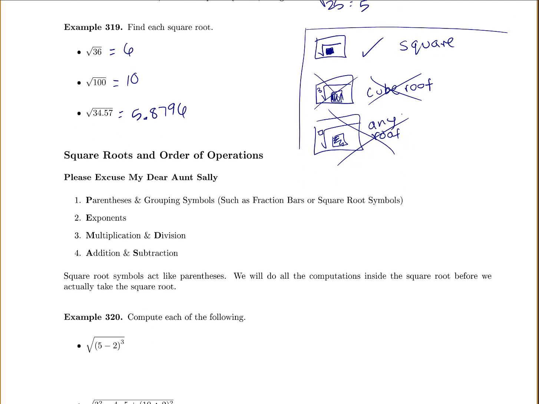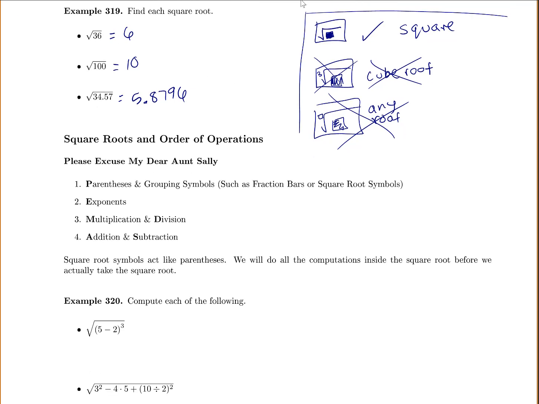So where does the square root fall into your order of operations? So again, we have please excuse my dear Aunt Sally. And when you get to parentheses, that includes your grouping symbols like fraction bars and square root symbols. Then exponents, and so forth. So square root symbols act just like parentheses. We don't actually draw them in every time, but it's implied that there are always parentheses inside a square root. So we have to do everything inside the square root before we actually take the square root.